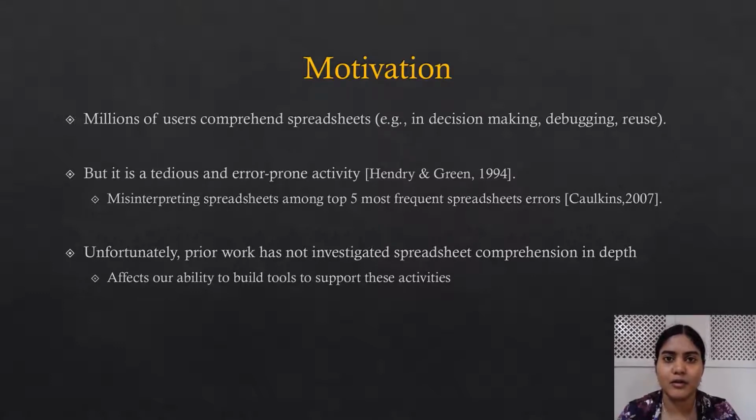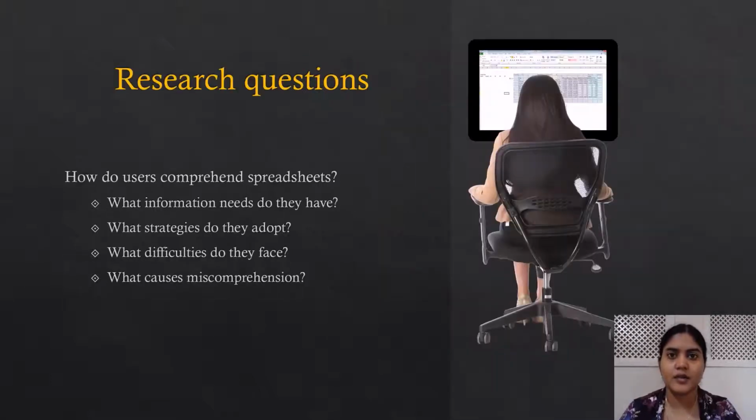Unfortunately, we do not know a lot about spreadsheet comprehension and how these comprehension errors occur. We don't even know a whole lot about how people comprehend spreadsheets today. And if we do not know what happens today, we cannot build tools to support those activities better. And so, we set out to answer the question, how do people comprehend spreadsheets today? What information do they need? What activities do they engage in? What strategies do they adopt to comprehend their spreadsheets? Where are the pain points and where do these errors come from?